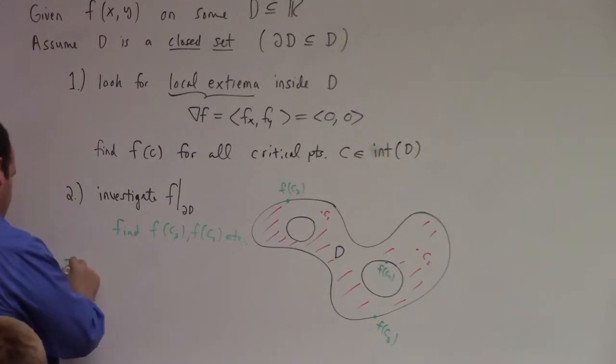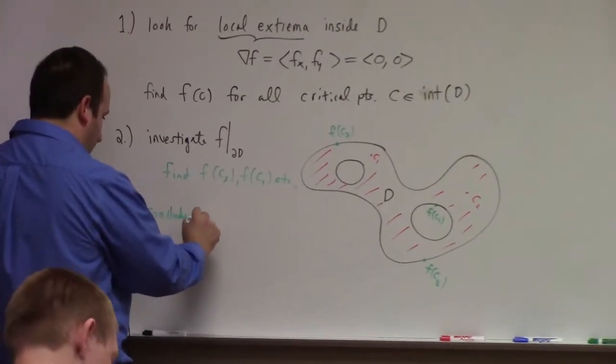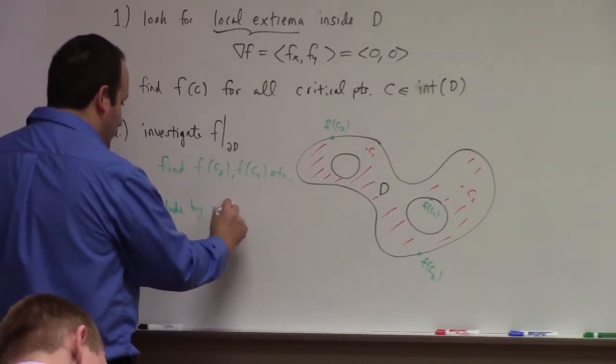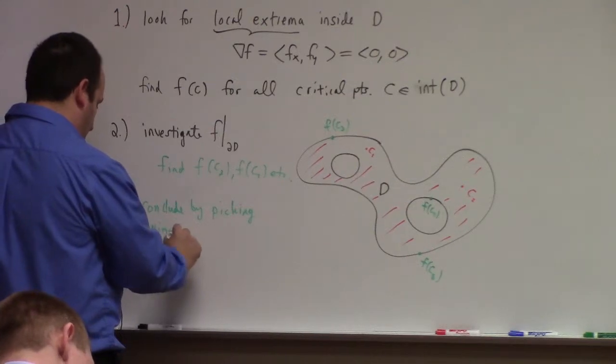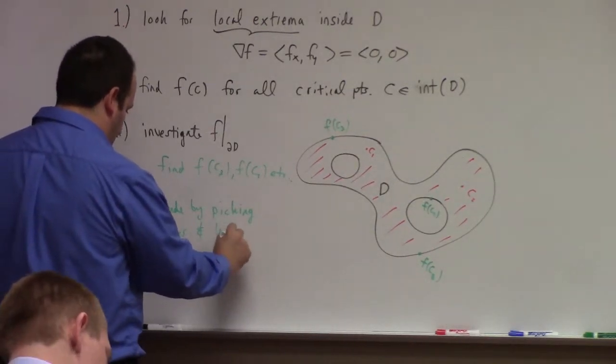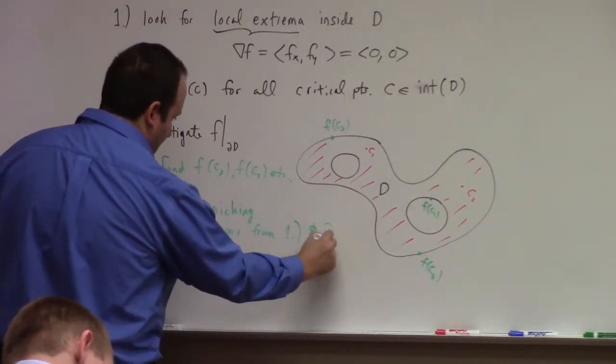And then step three is you conclude by picking winners and losers from steps 1 and 2. Does that make sense? That's the big picture of what we're going to do.